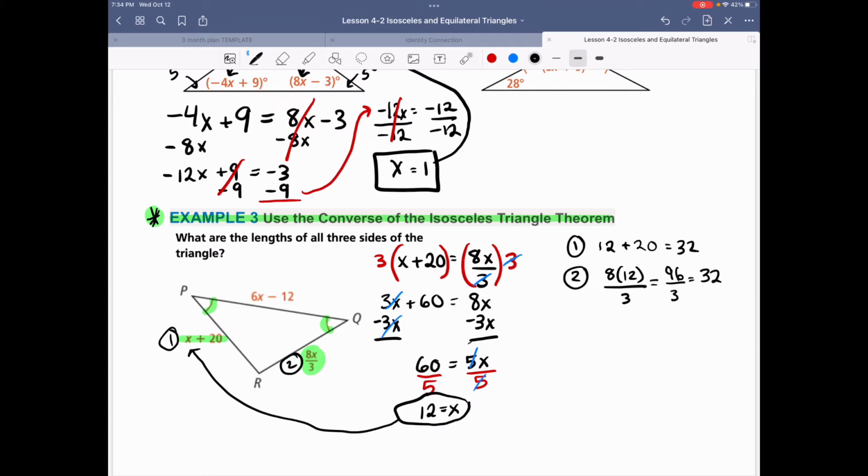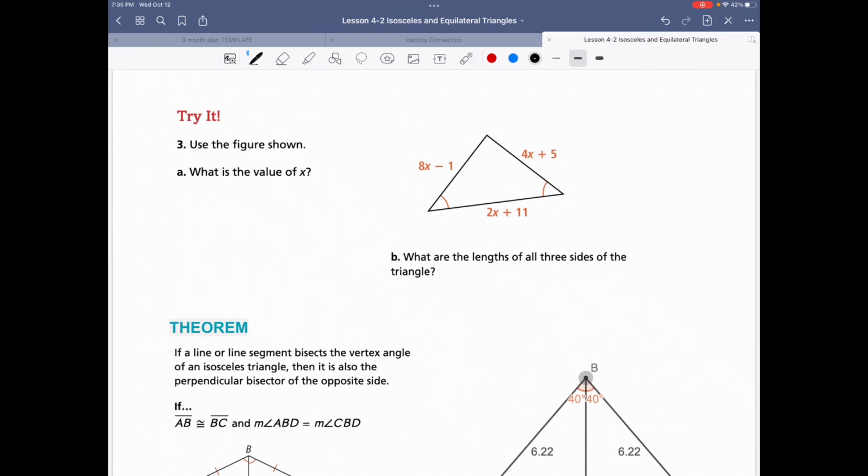Awesome. And for the third side is over here. 6 times x, which is 12, minus 12. That's going to be 72 minus 12, which equals 60. And that is it. You found all 3 sides of the triangle. Get ready. For this try it, I would like you to work with your partner and figure out what the value of x is in part A, and what are the lengths of all 3 sides in part B.